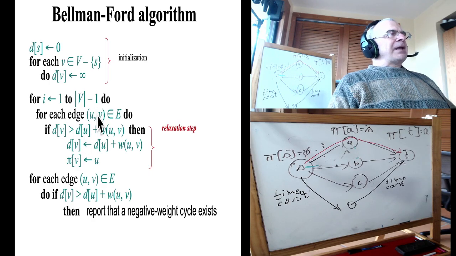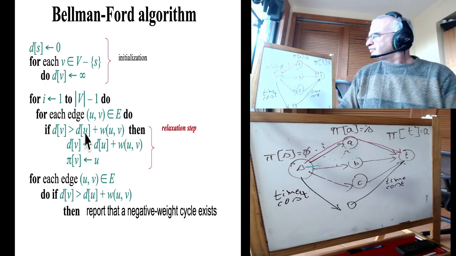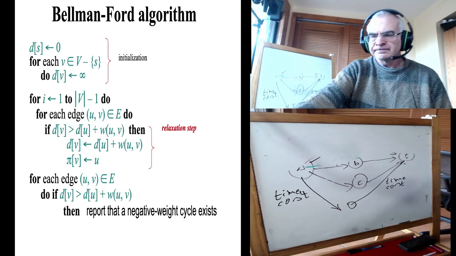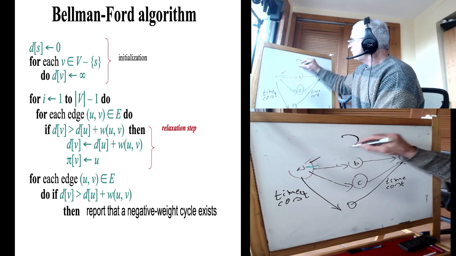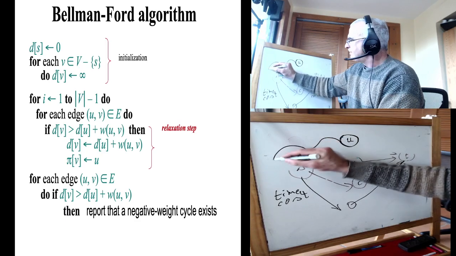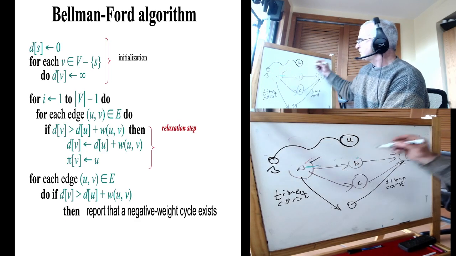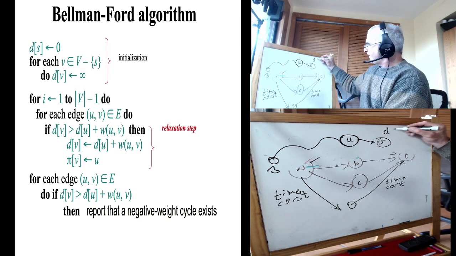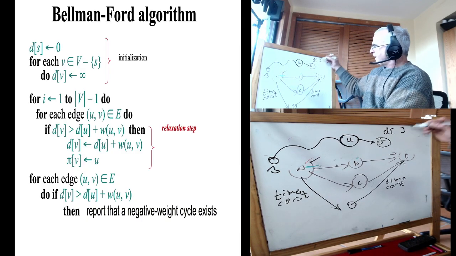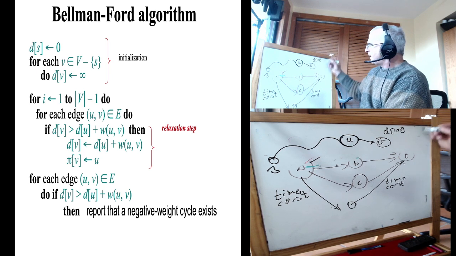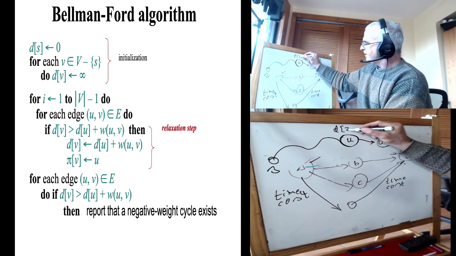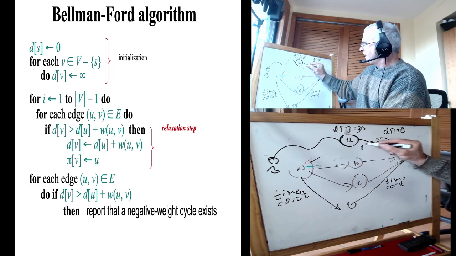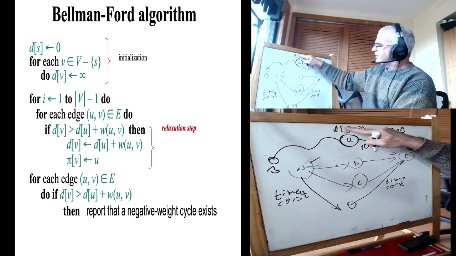I'm picking on some edge uv, and I'm asking, hey you, I just found some path from S to U, and an edge from U to V, and D of V is a cost that goes to V. Right now, let's say it's 100. D of U, let's say, is 30. And let's say that the cost of this edge is 10.